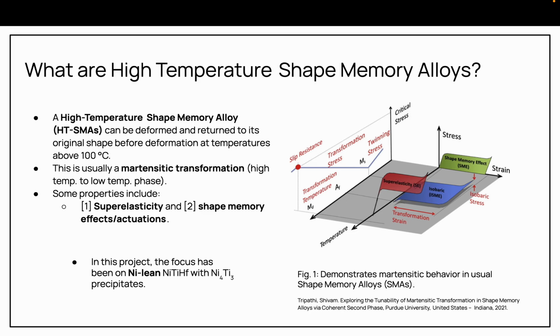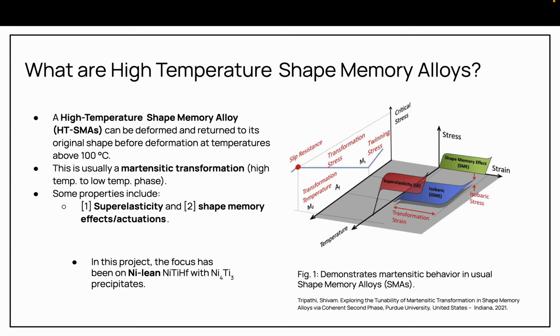High-temperature shape memory alloys are alloys that can be deformed and returned to their original shape before deformation at temperatures above 100 degrees Celsius. Usually, they undergo a martensitic phase transformation between an austenite high-temperature phase and martensite low-temperature phase. This shouldn't be confused with phase changes between solid, liquid, and gas. These are solid phase changes.